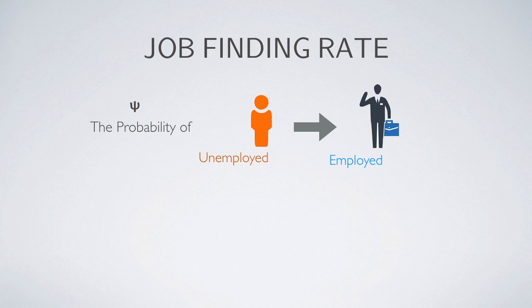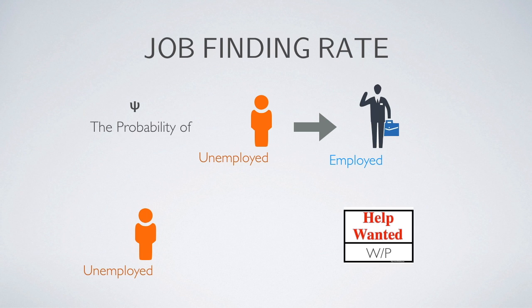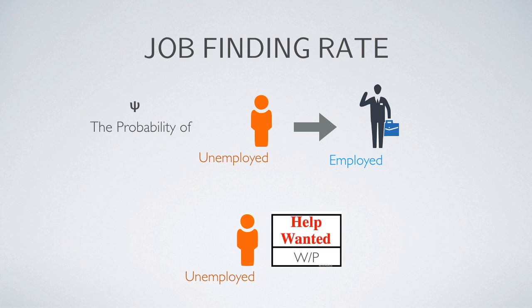Then what is the probability, phi, of changing his status from unemployed to employed? Phi here means the job finding rate. To understand this, we already observed from the job searching process that this probability is determined by two things. One is the probability that an unemployed worker is going to bump into a potential job offer. We call this probability of obtaining a job offer H.